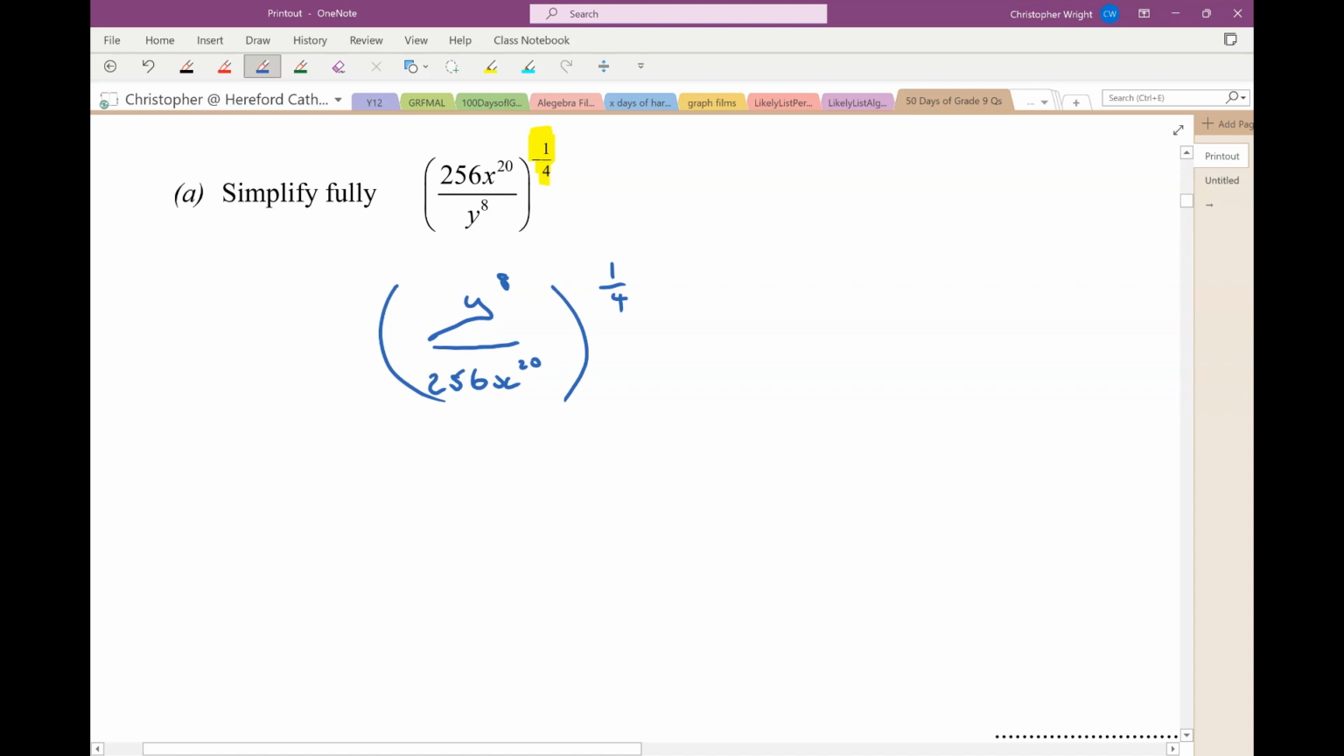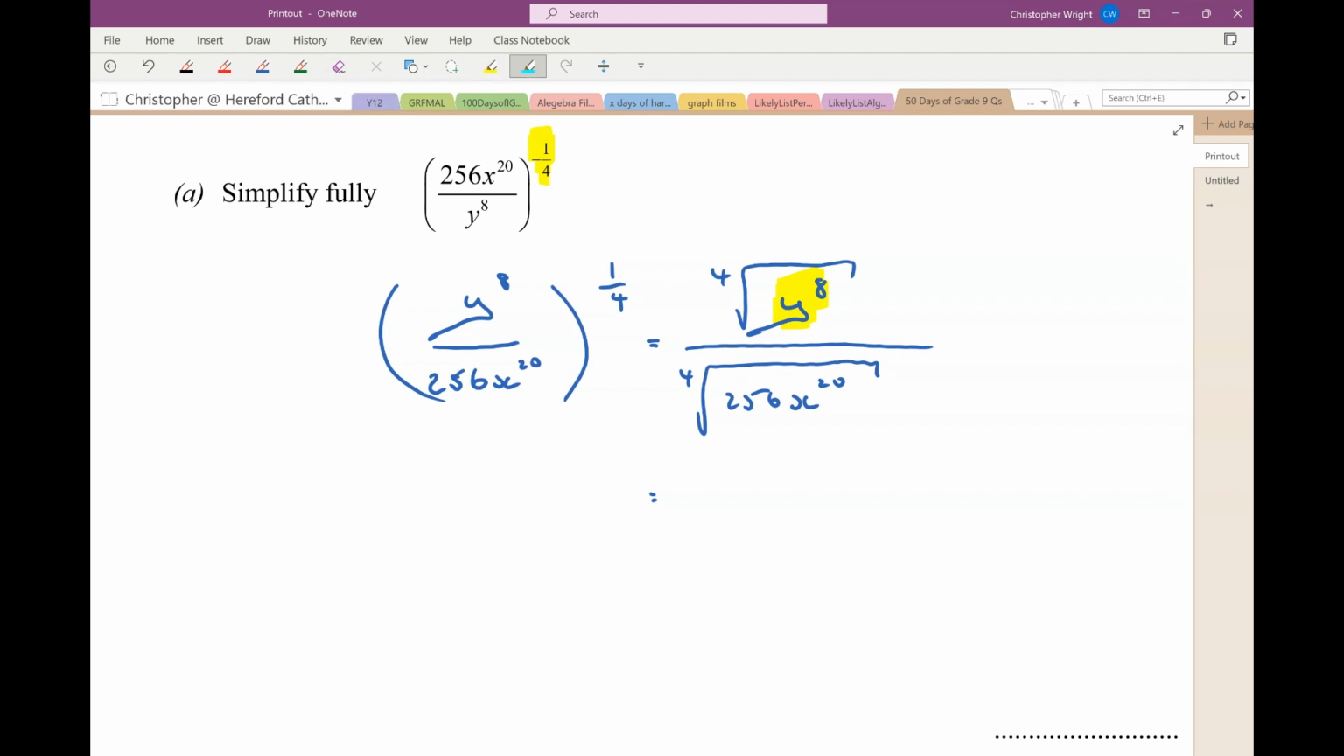Now that's going to be the fourth root, isn't it, to the power of a quarter. So I'm going to need to have the fourth root of y to the 8 and the fourth root of 256 x to the power of 20. So when I'm finding the fourth root of y to the 8, I need to think about something times something times something times something is y to the 8. Well, that's going to be y squared. You divide the power by 4, don't you?